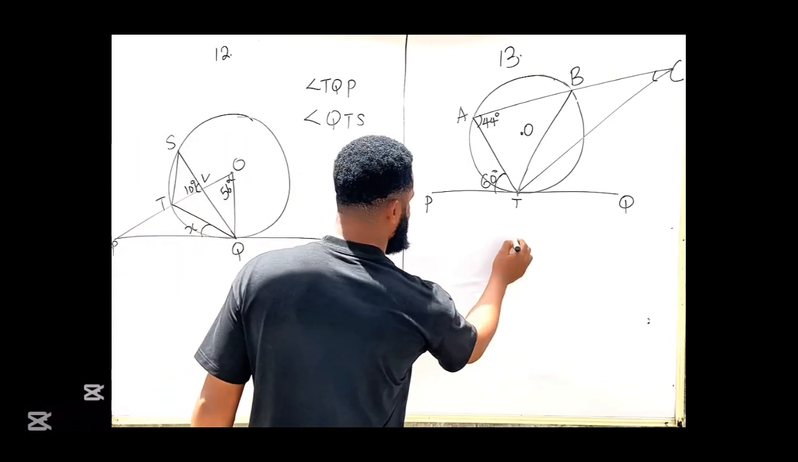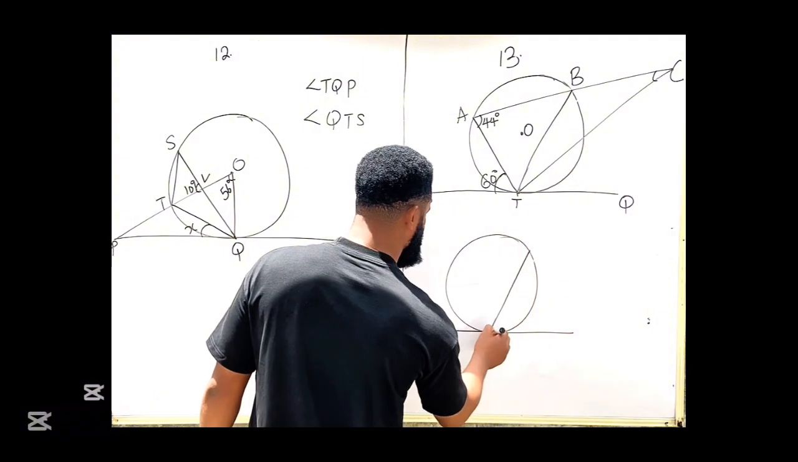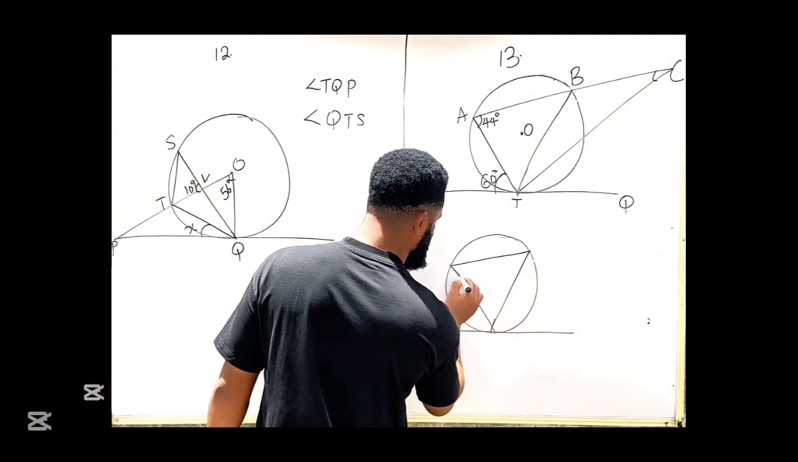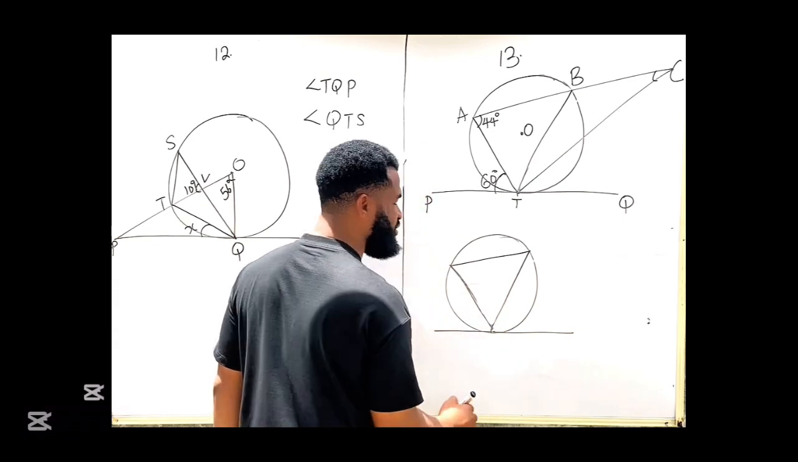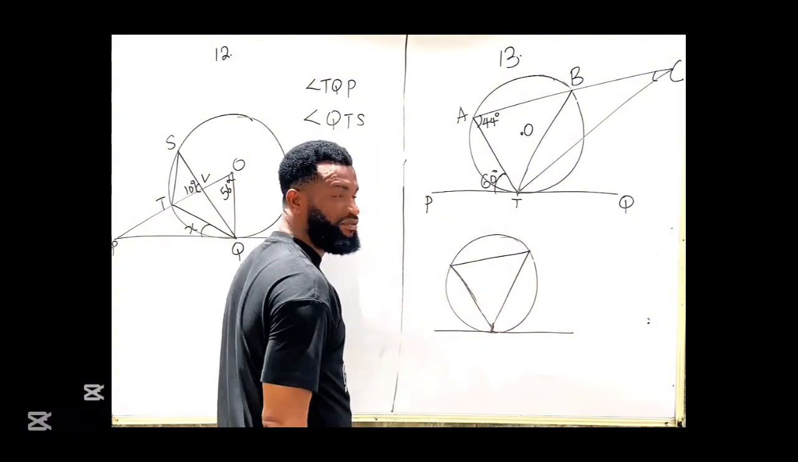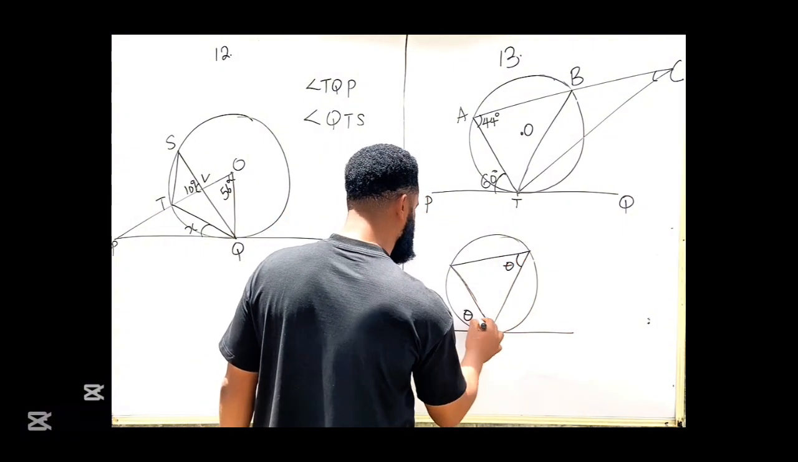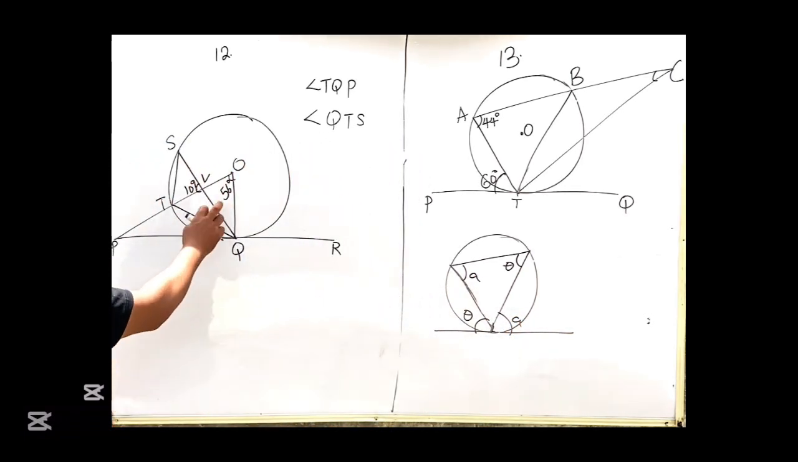Look at what it says. If I have a circle and there is a chord, any kind of triangle on this chord, I mean different chords that makes contact with this tangent, this place must be equal to this place. This is theta, this must be theta. If this is A, this must be A. I'm going to apply that here.